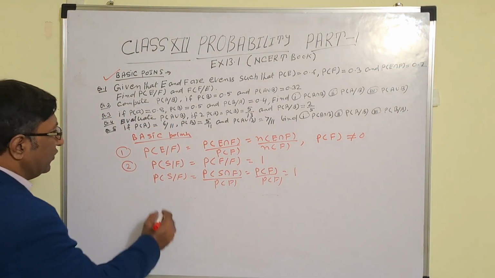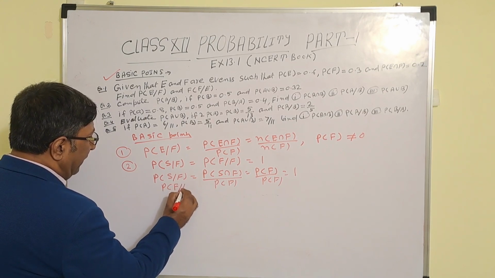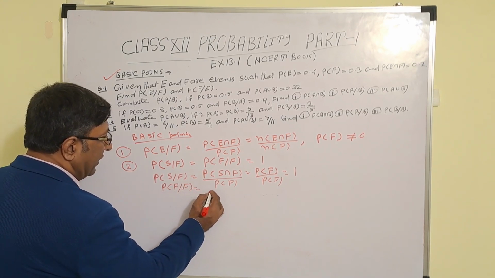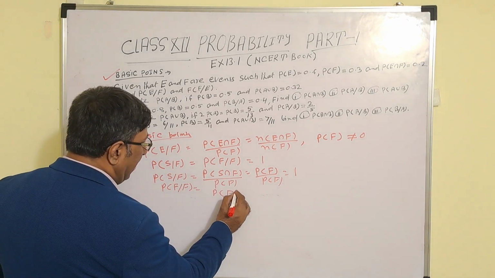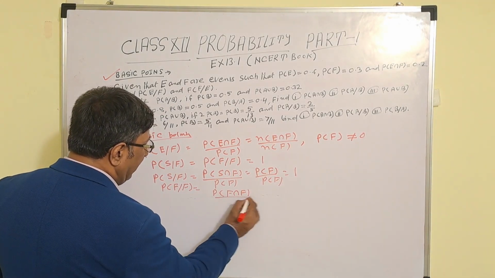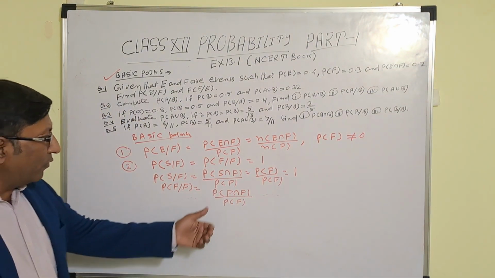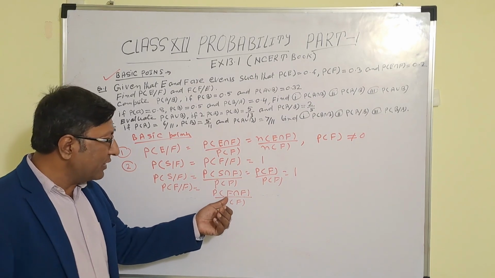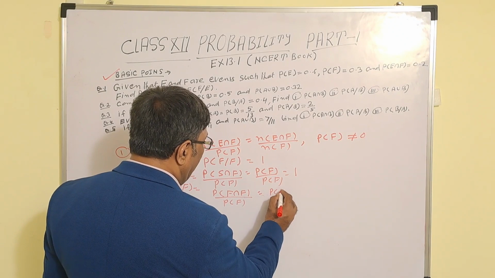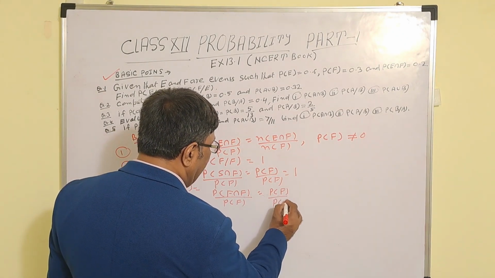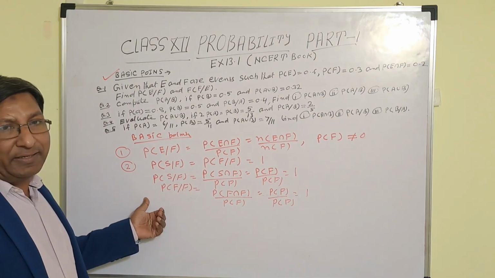In the same way you can write probability of F when F is already occurred. From formula number 1, probability of F intersection F upon probability of F. Again here probability of F intersection F is what? Probability of F. So this is probability of F divided by probability of F, which is equal to 1. So this is the second condition.